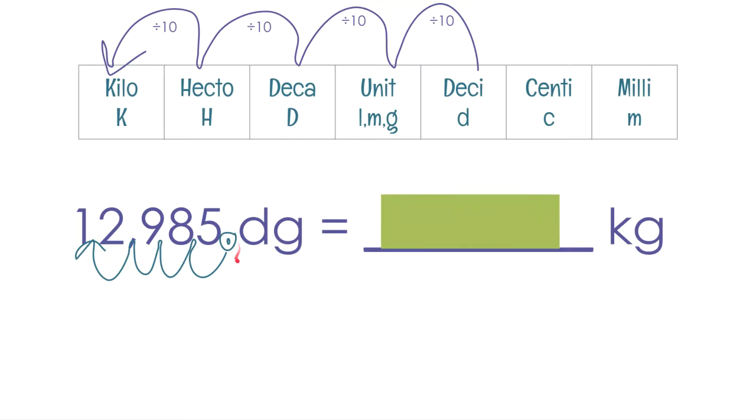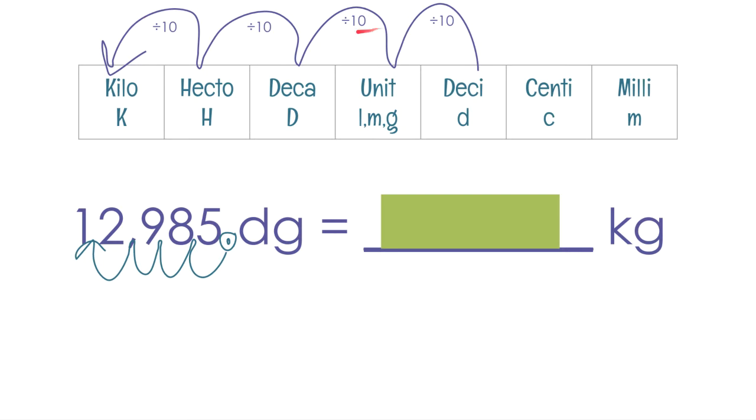That's how we know. So this is a lowercase d telling me I need to go to small d or to deci. So what I'm going to do is I'm going to move my decimal to get from deci to kilograms 1, 2, 3, 4 times.